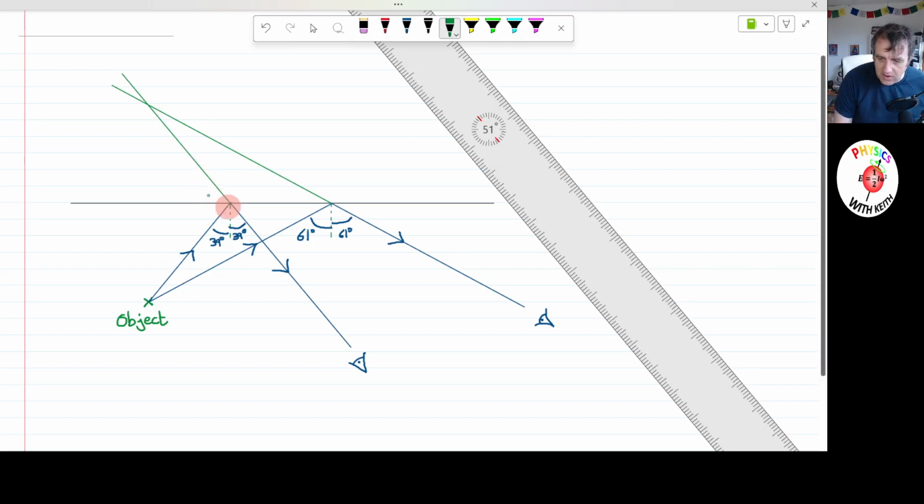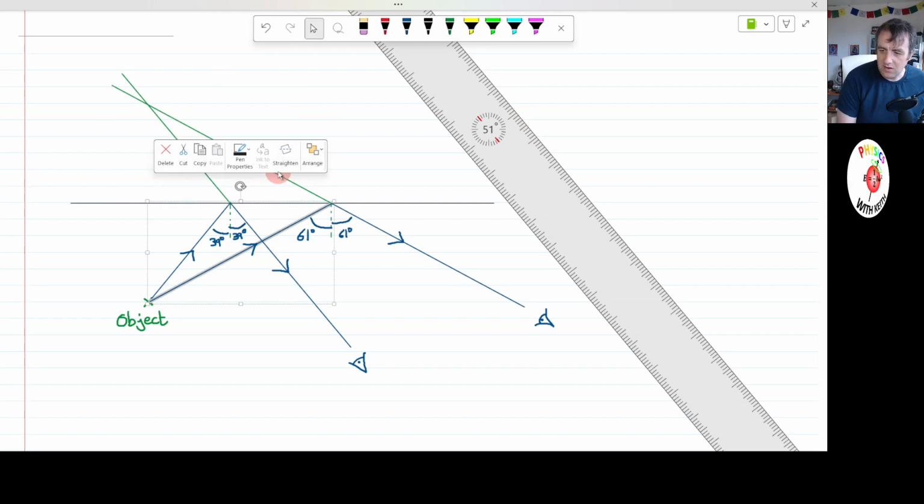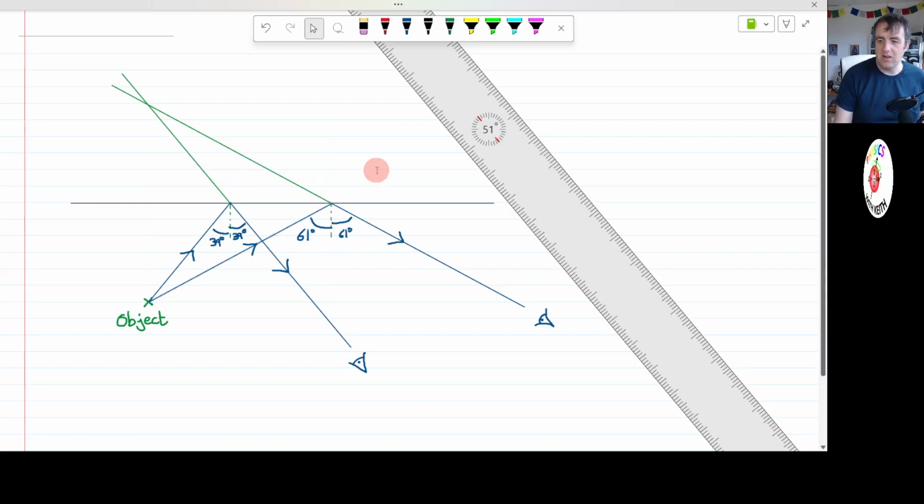Now, if you look, I haven't quite drawn them in the right place. I could possibly click them and nudge them, but I'm not going to bother with that. It doesn't quite work that way. I'm not going to try and nudge them all around. It's more effort than it's worth. You can see how the diagram is constructed.